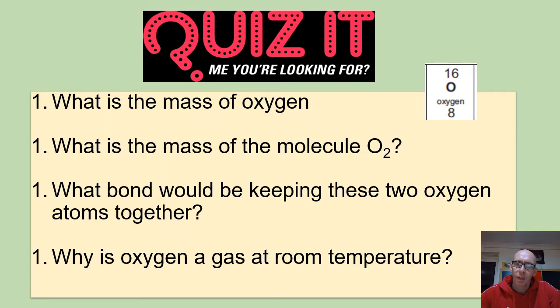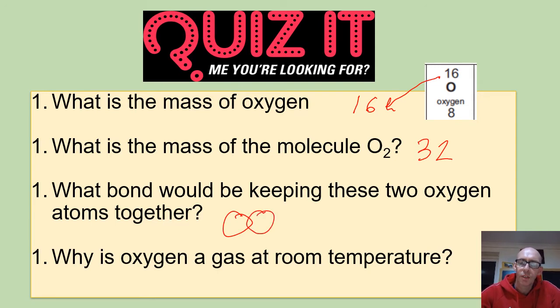Okay, so what's the mass of oxygen? You should have put, hopefully, 16. It's the mass number. And when you were asked what's the mass of O2, you would have put 32 because there's 2 of them. What bond keeps them together? Well, because it is a matter of non-metal and non-metal, it's the overlapping sharing of electrons. So the answer would have been covalent.